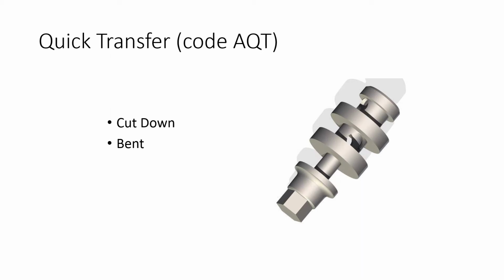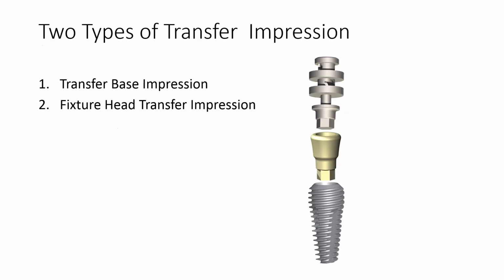Now, the quick transfer is made from PEEK, and this means that it can be cut down to reduce the height to enable the tray to be fully positioned, and also where our implants are at all angled, or there may be convergence or conflict of angles, these components can be bent again to accommodate positioning of the impression tray during our transfer procedure.